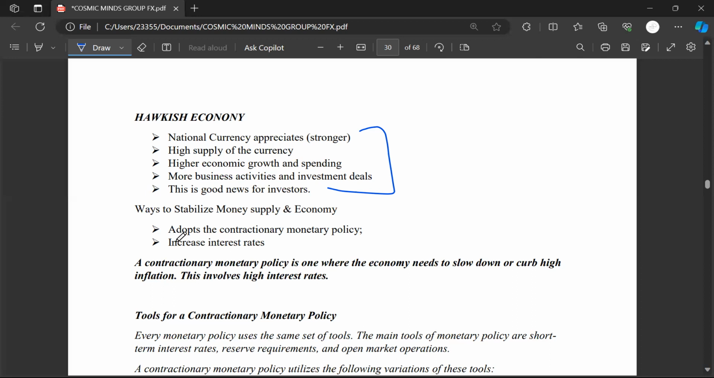Good. Now we have already read about it, but let's have a recap. A contractionary monetary policy is one where the economy needs to slow down, right? I hope you are getting the picture. The economy needs to slow down or curb high inflation. This involves high interest rates. What it means is that we are increasing the interest rate on borrowing. So when we do that, we are putting the money supply in the system in check. It is contractionary. We are contracting it, reducing it, containing it. So that is it.